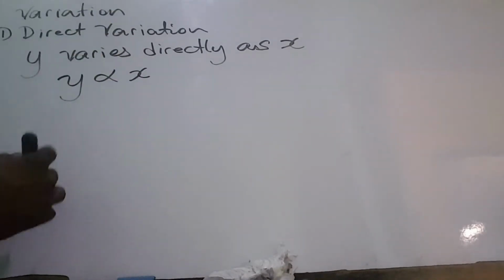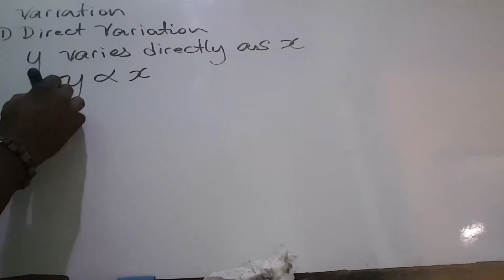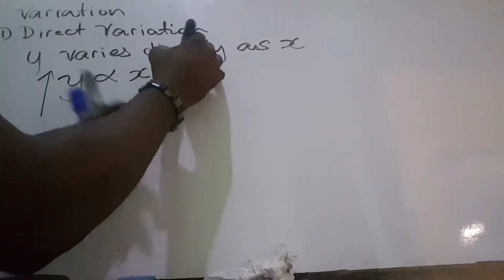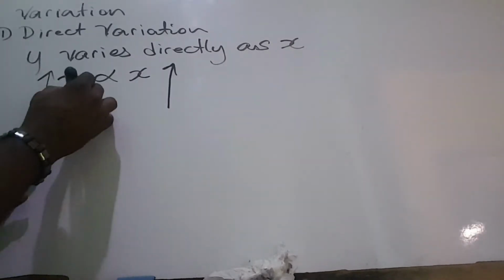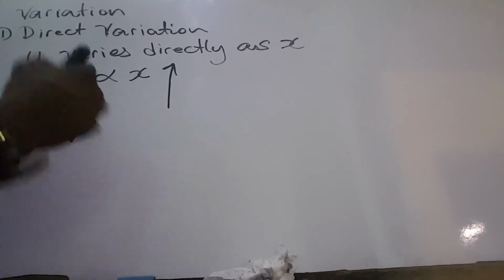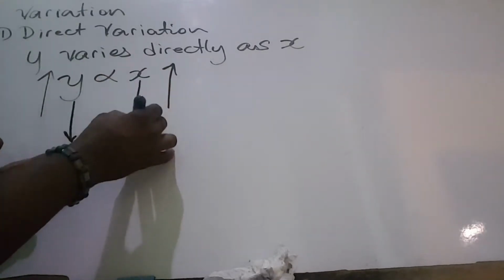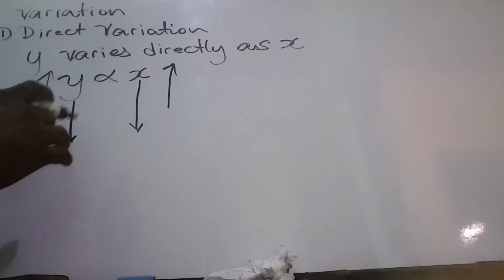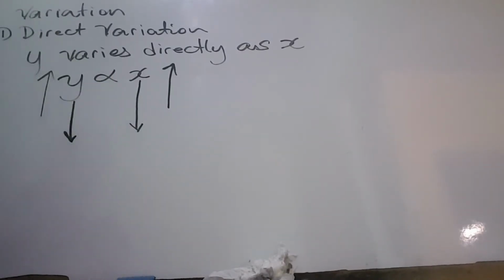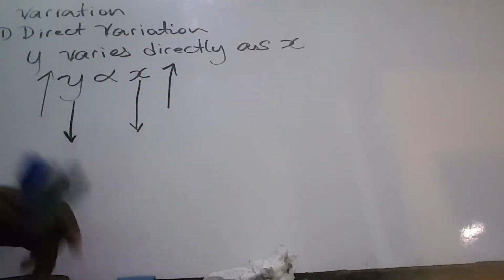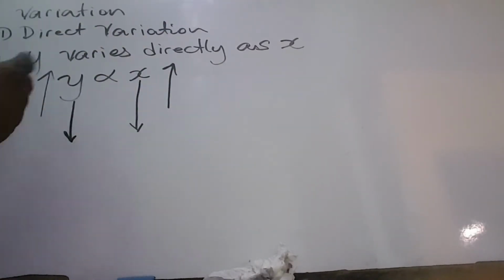What does that mean? It simply means that if y doubles, x doubles. It also means that if y is going down by, say, 4 times, x is going down by 4 times, because they are sinking and swimming together. So they are directly proportional. If this is going up, this one goes up. If this is coming down, the other one comes down. And that's what we mean by direct proportional.